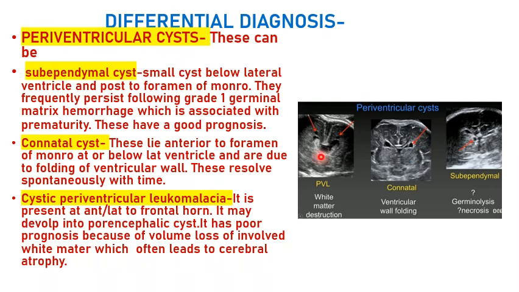Another is cystic periventricular leukomalacia. These leukomalacic cysts are very dangerous. They carry a poor prognosis because they are indicative of brain hemorrhage. It has a poor prognosis because of volume loss of the involved white matter, which often leads to cerebral atrophy and later cerebral palsy. And if it grows, it can lead to porencephalic cyst also.